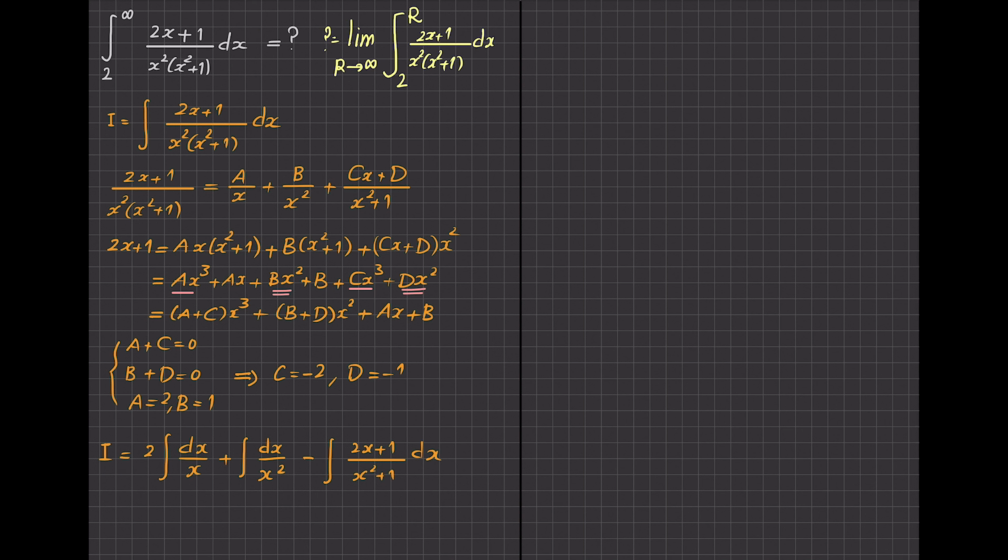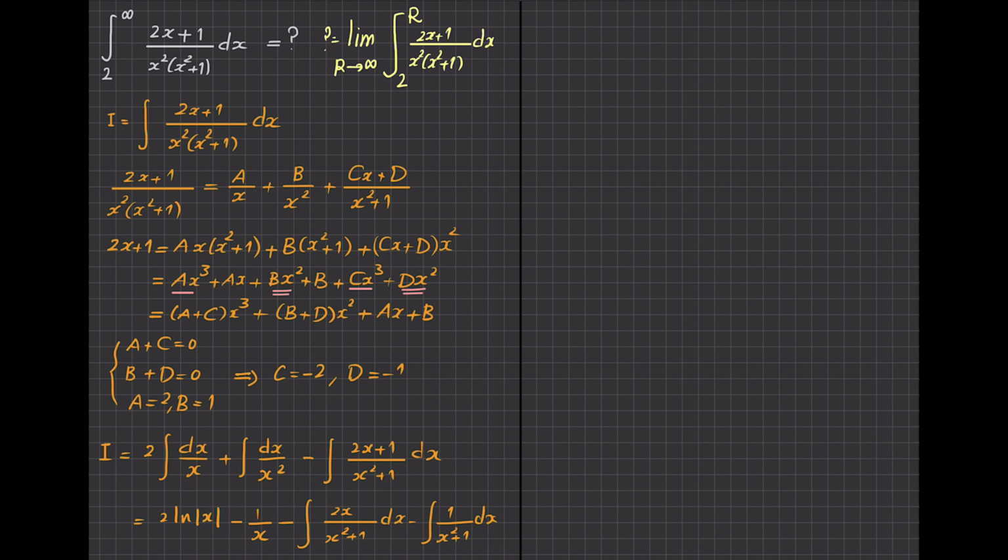All of these integrals, as you will see, are very simple to calculate. The first one is just 2 ln of absolute value of x, plus the other one is minus 1 over x. And for the third one, I decompose it into 2 more integrals. So I take this part and that part separately. I have a minus sign here. So this becomes minus the integral of 2x over x squared plus 1 dx, and then minus the integral of 1 over x squared plus 1 dx.